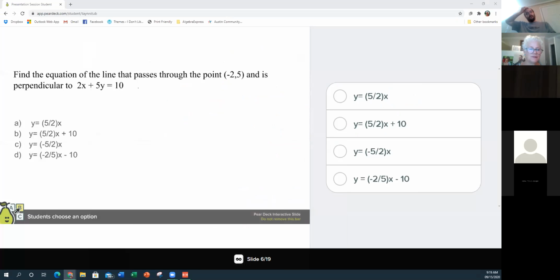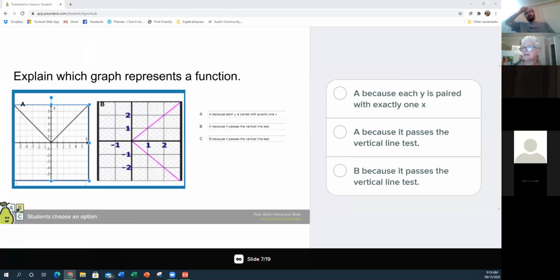Okay, the next one. Explain which graph represents a function. Y'all are all getting it so far. Yay.